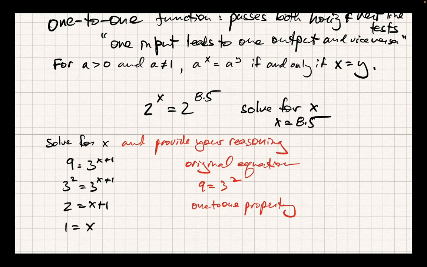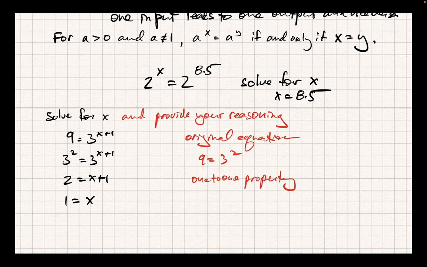So the one-to-one is a property. Yeah, the one-to-one property. I would have to write next to it one-to-one property, and you have to write your reasons.